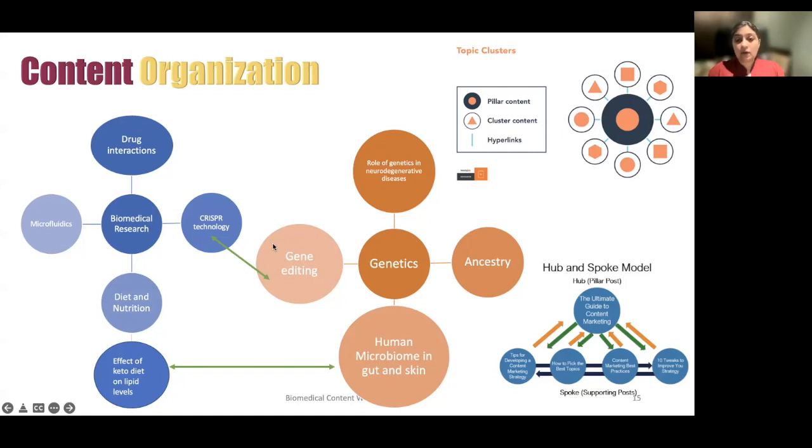So you're linking, all your content is inevitably linked to each other. And even when you're writing about the effect of keto diet on lipid levels, you can link that to the diet that is required for your gut microbiome and how it affects the skin. So effectively, we are creating a website that has a blog page, that has blog posts or articles that are well connected to each other, that are well thought out with some sort of strategy behind it.